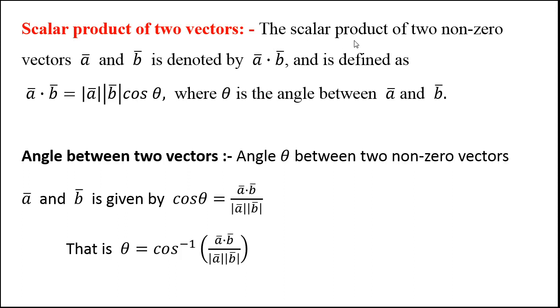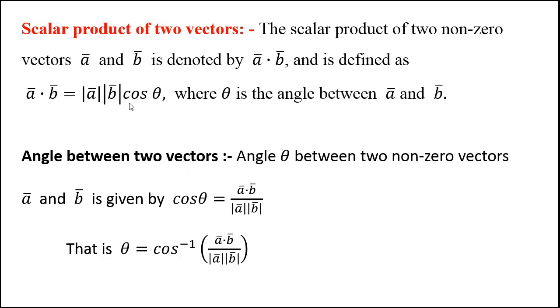The scalar product of two non-zero vectors a bar and b bar is denoted by a bar dot b bar and is defined as a bar dot b bar is equal to magnitude of a bar into magnitude of b bar into cos theta. Now what is this theta? Theta is the angle between a bar and b bar. We may read this as a bar dot b bar is equal to a into b into cos theta, or simply ab cos theta.